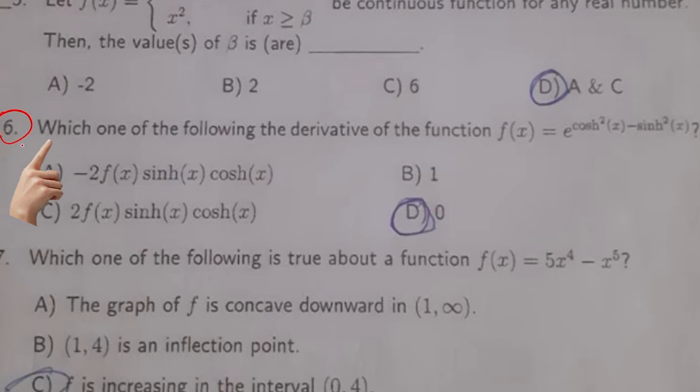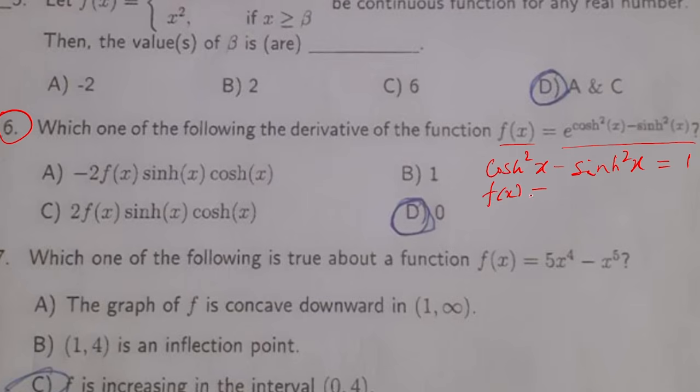Question number 6. Which one of the following is the derivative of the function f of x is equal to e to the power of cos square x minus sin square x? Here is a very important point in this problem: to remember the identity. Cos square x minus sin square x is equal to 1. So the function f of x simplifies to the constant function. Therefore, f derivative at x is equal to 0.